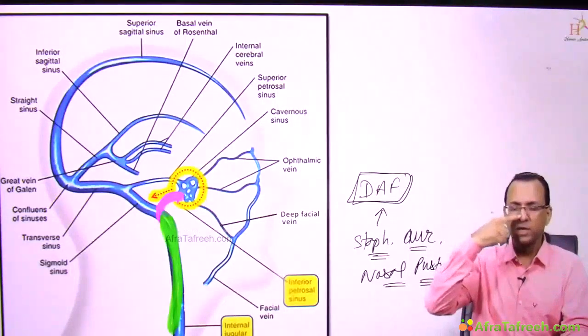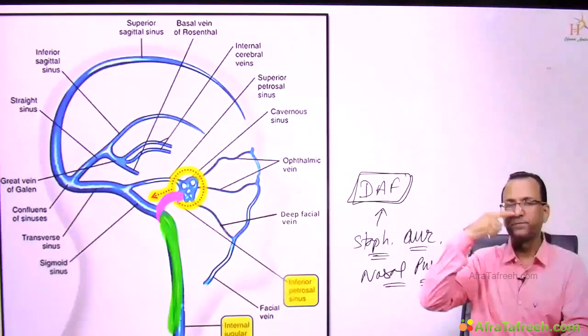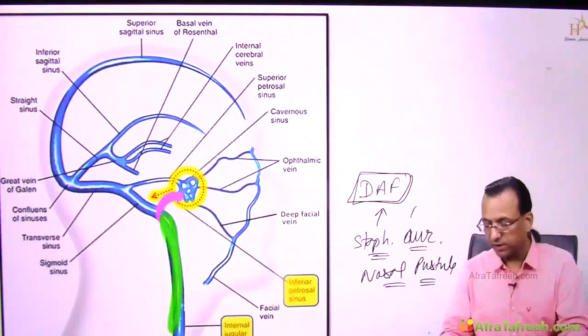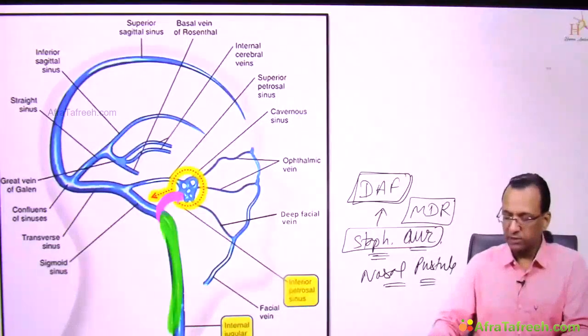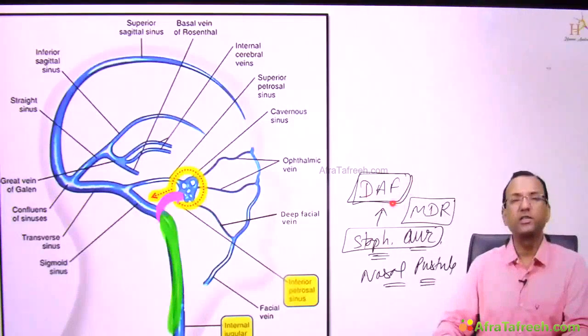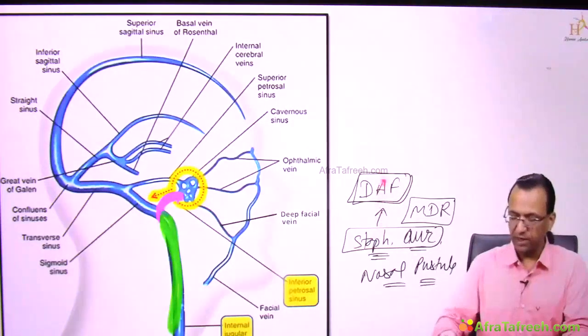Which is the most common bacteria? Staph aureus, and it is multi-drug resistant also. Multi-drug resistant Staph aureus can be on the skin and in the dangerous area of face. Be careful. Treat it properly.